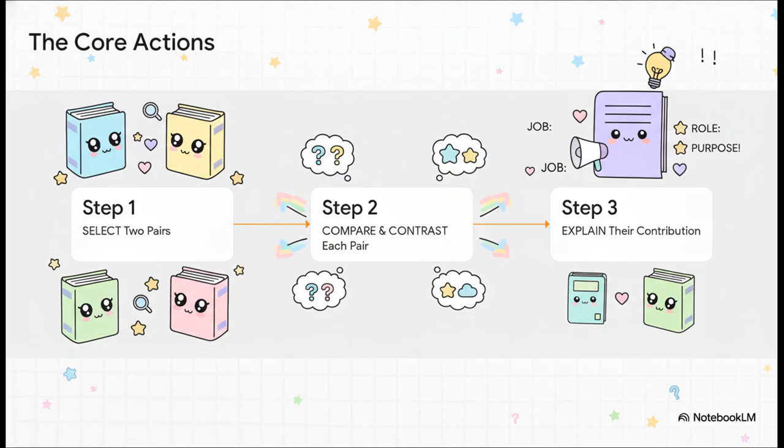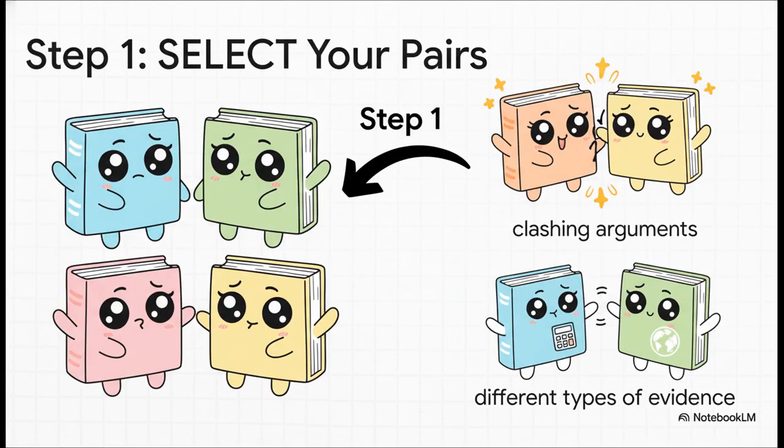It's really that simple. So for step 1, you're picking 4 sources and you're making 2 pairs. Now, the key here is do not pick 4 sources that all say the exact same thing. That's boring. You want friction. You should be actively looking for sources with different perspectives, or ones that make clashing arguments, or maybe they use completely different kinds of evidence. Trust me, that's where the really interesting analysis begins.